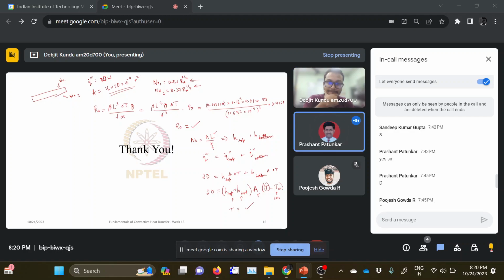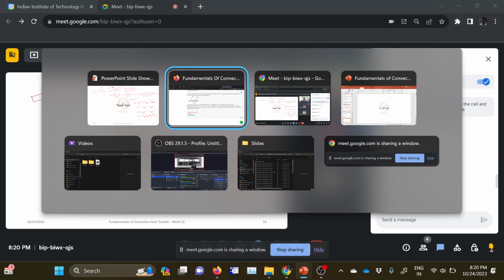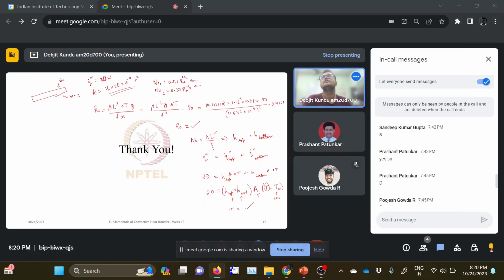Yes, sir. In the same assignment, question number 9. Let me open it. Number 9 is the one before this one. So a 6-meter long section of a 3 centimeter horizontal hot water pipe passes through a large room whose temperature is 20 degrees Celsius. If the outer temperature of the pipe is 70 degrees Celsius, the rate of heat loss from the pipe by natural convection is how much?